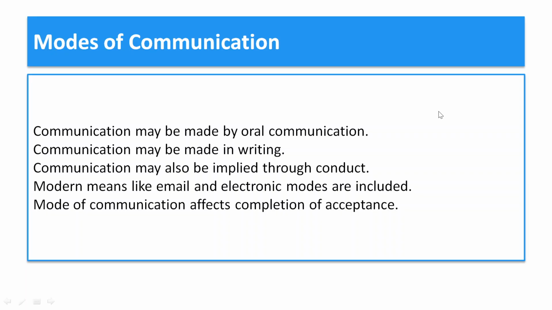Now, let us check how communication is made in real life. Communication can be made in very simple ways. It may be oral, by speaking, where people talk directly. It may be in writing, such as letters, messages, or emails. Communication can also be implied through conduct, where actions speak louder than words. For example, when you enter a bus and sit down, no one speaks, but communication has already taken place. The bus owner has communicated willingness to carry you, and you have communicated acceptance by your conduct.